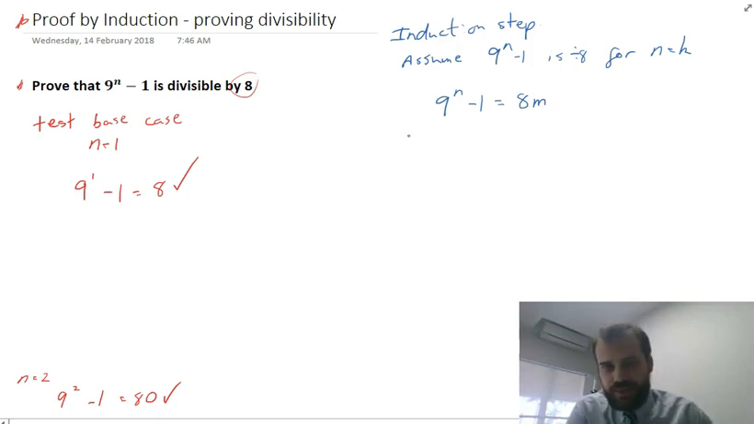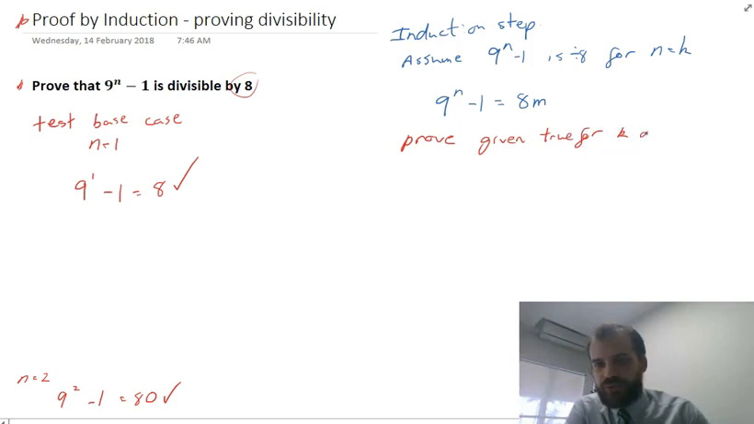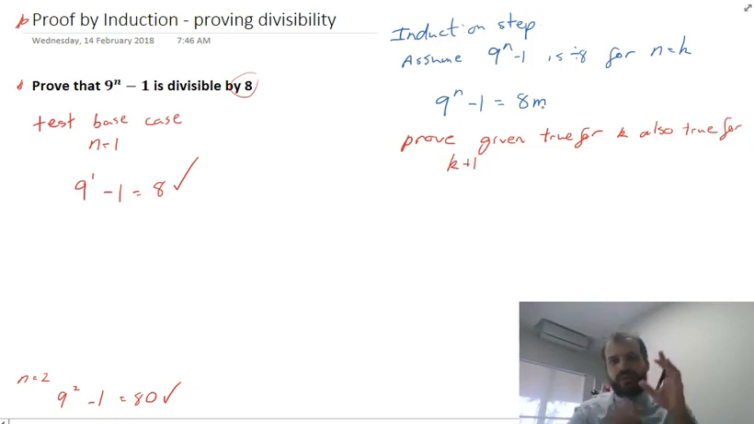Now your next step is to prove, given true for k, also true for k plus 1. Now we're not going to do our left hand side, right hand side like we did last time, but it's a similar idea. So if 9 to the k minus 1 equals 8m, then 9 to the k plus 1 minus 1. Now stop there.